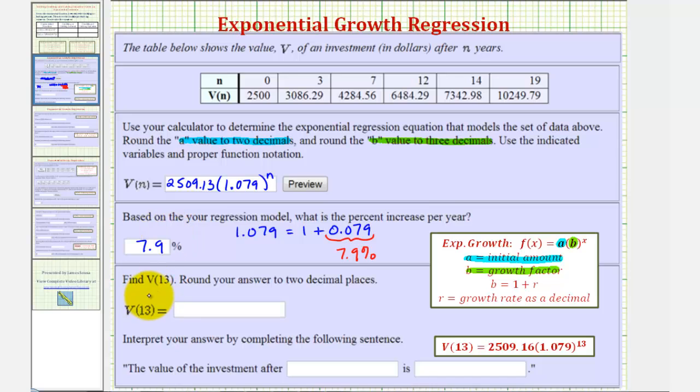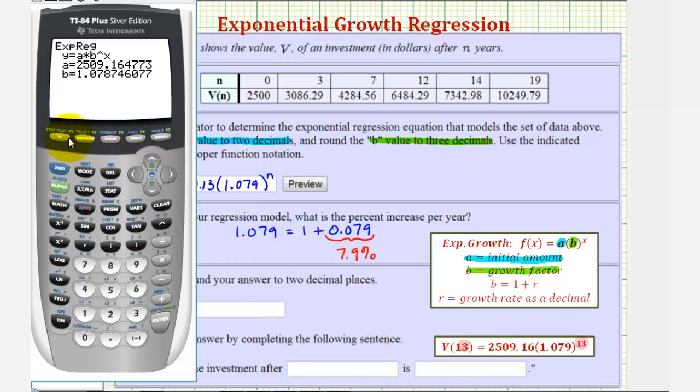Next, we're asked to find v of 13 and round to 2 decimal places. To find v of 13, we substitute 13 for n into our function, which we see here. So we can enter the right side into the calculator, but because we have to graph this function later, I'm going to go ahead and enter the model into y1 and use y1 to find this function value. So I'm going to go ahead and press y equals. I've already typed in the exponential function here. Notice how we're using x here instead of n.